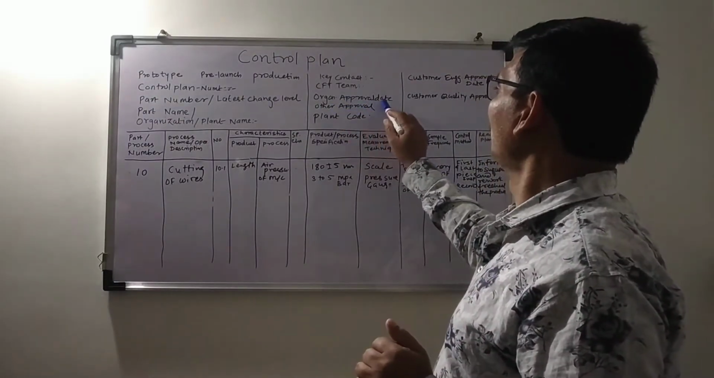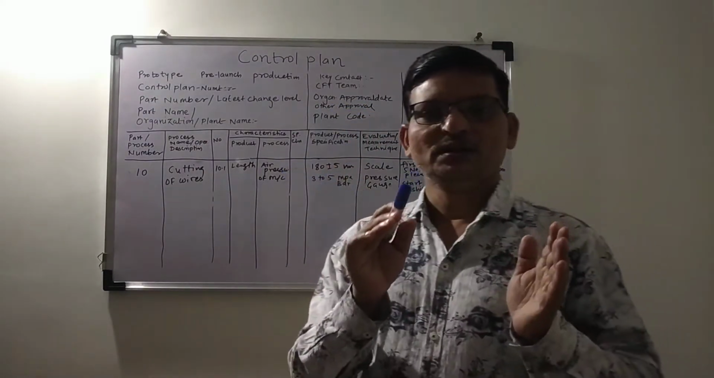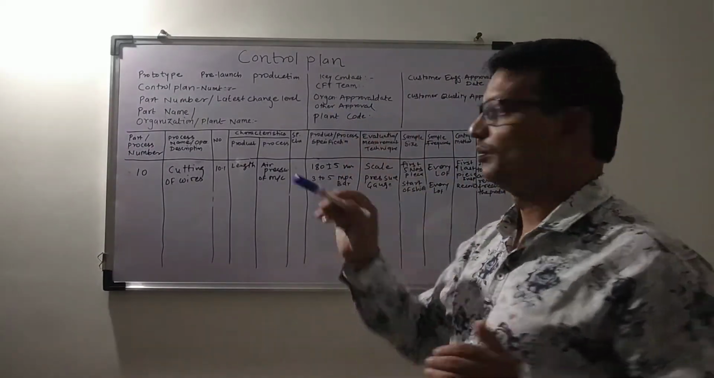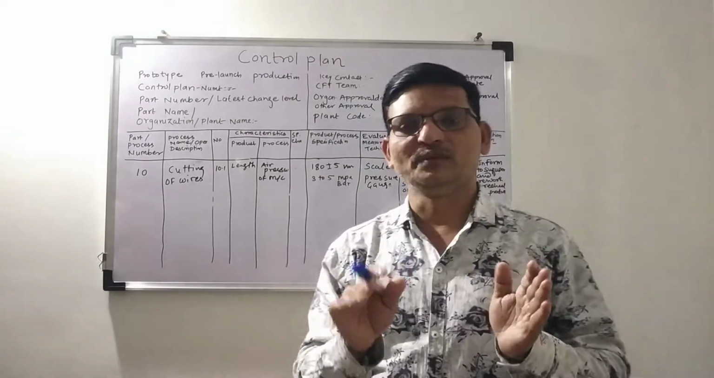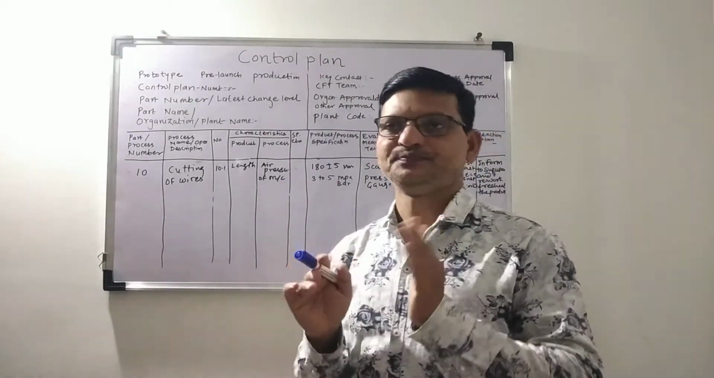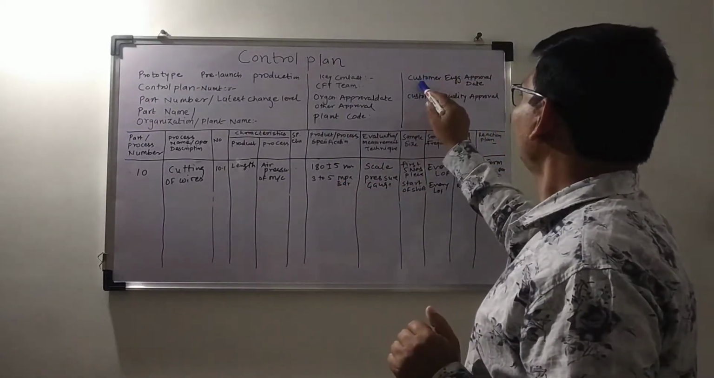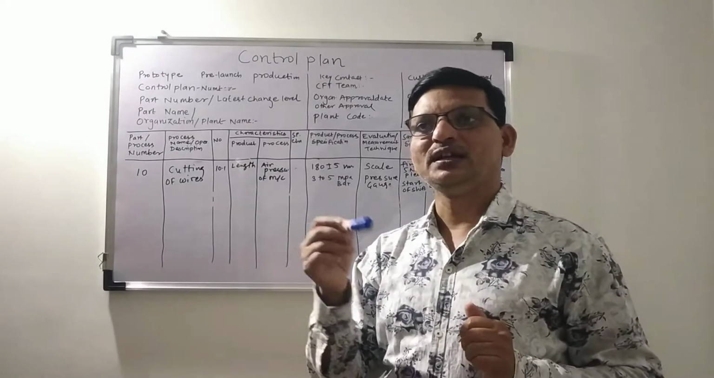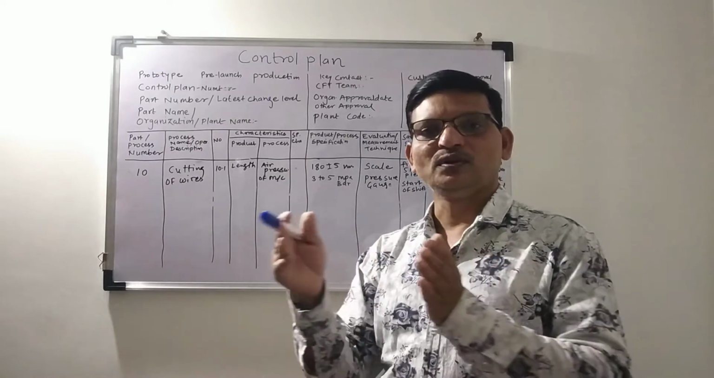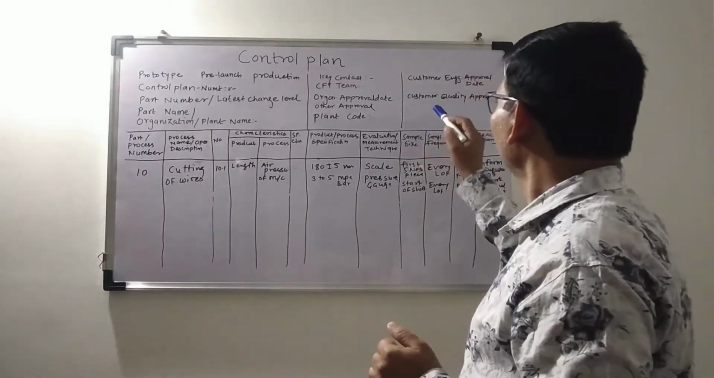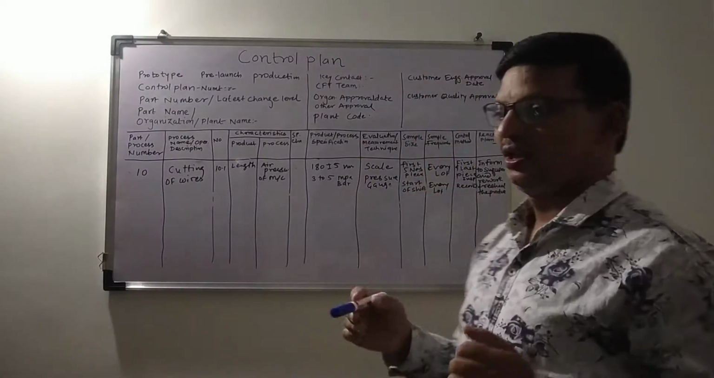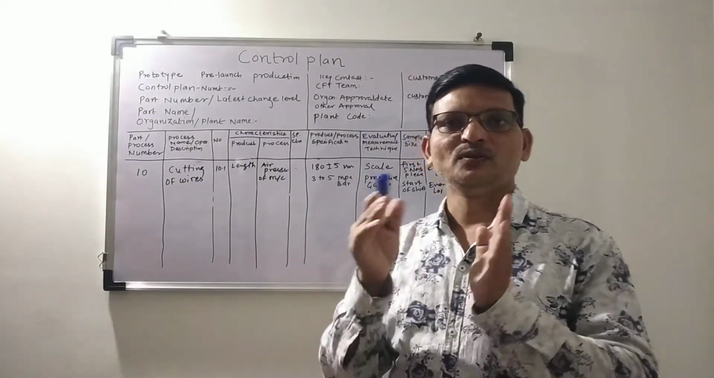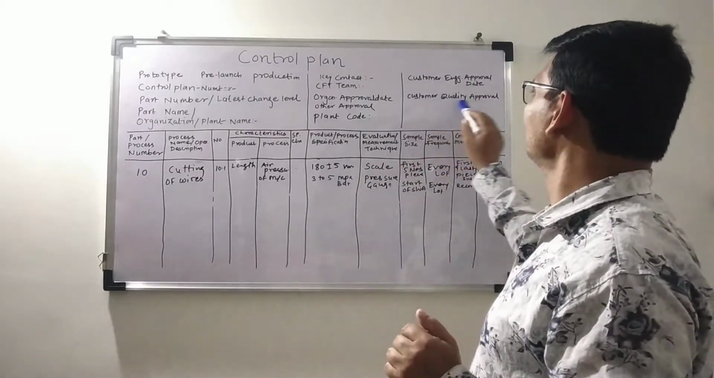After that, organization approval date. After that, other approval. Next, plant code. Plant code is given mainly by the customer. Next, customer engineer approval date. So customer engineering approval date is mainly related to design and drawing. Next, customer quality approval. After PPAP or before submission of PPAP, we make the control plan and give the customer quality approval date.